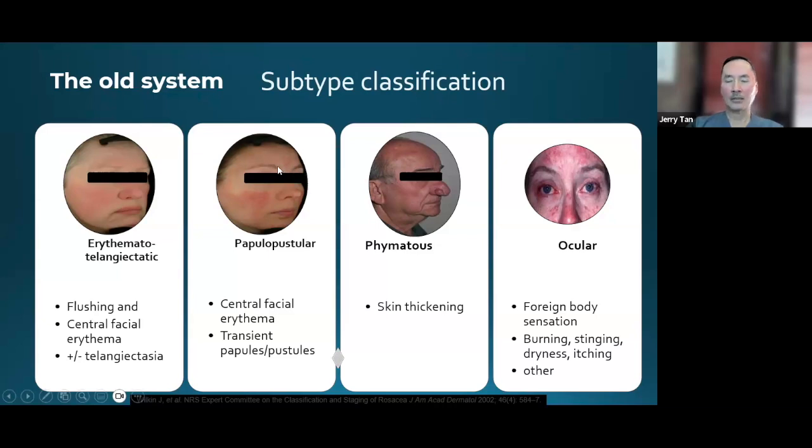Papulopustular was the presence of centrofacial erythema with transient papules and pustules. Phymatous and ocular you see listed based on skin thickening and the ocular features, foreign body sensation, as well as the dysesthesia of the eyes, lid, and lid margins, including blepharitis.